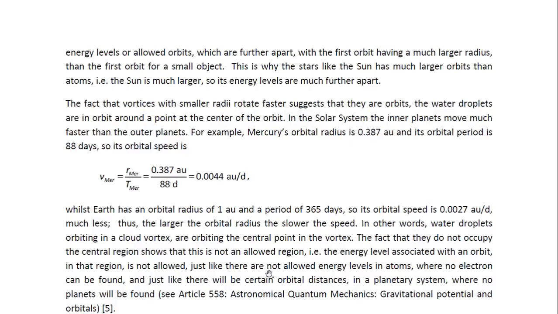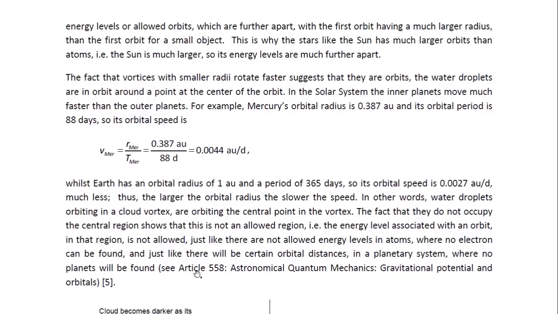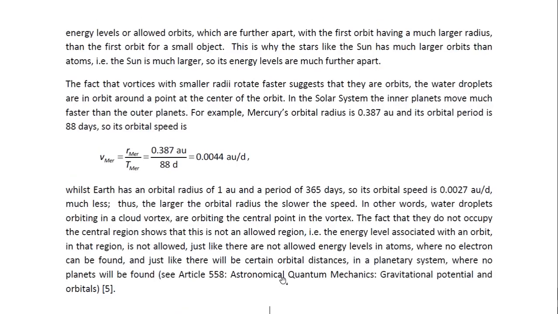The fact that they do not occupy the central region shows that this is not an allowed region, i.e. the energy level associated with an orbit in that region is not allowed. Just like there are not allowed energy levels in atoms where no electron can be found, and just like there will be certain orbital distances in a planetary system where no planets will be found. And you may look at Article 558 entitled Astronomical Quantum Mechanics, Gravitational Potential, and Orbitals.